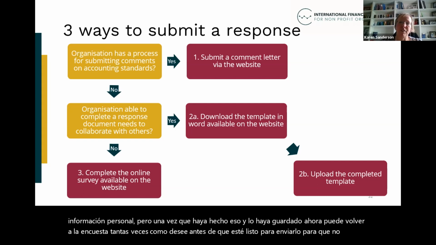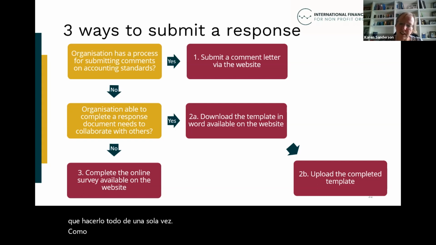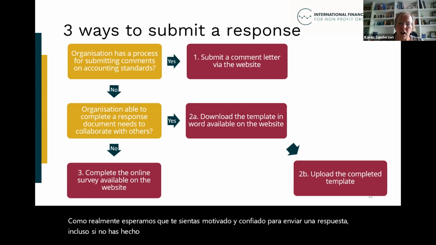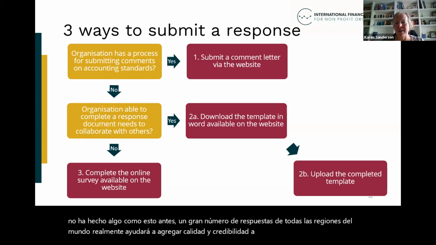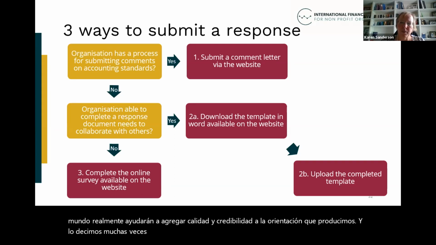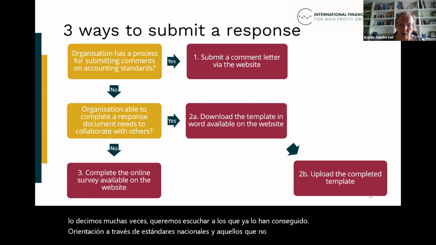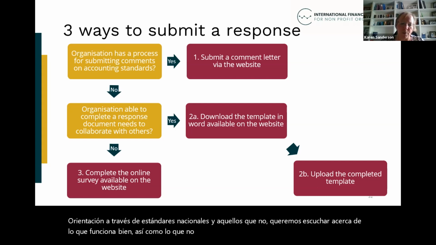So we really hope that you feel motivated and confident to submit a response, even if you've not done something like this before. A large number of responses from all regions of the world will really help add quality and credibility to the guidance we produce. And we say this many times, we want to hear from those that have already got guidance through national standards and those that don't. We want to hear about what works well and what doesn't work well, because that will really help us as we move forward.